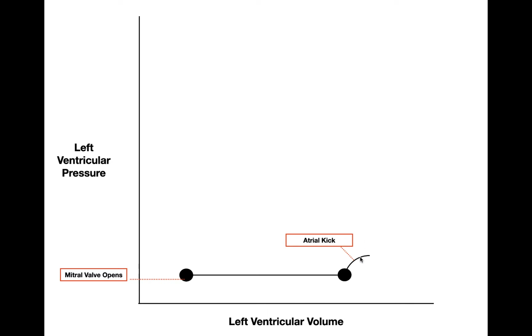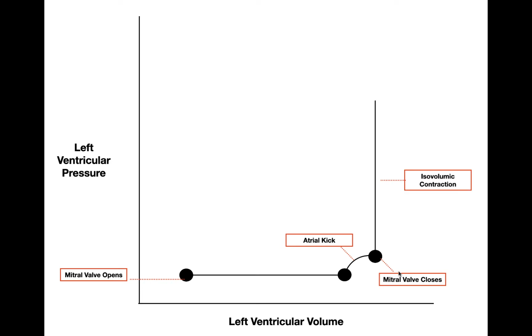So after this atrial kick, the mitral valve will then close. And the mitral valve is closed because the pressure inside the left ventricle is greater than that of the left atria. So once the mitral valve is closed, the left ventricle is going to do something rather interesting. It's going to undergo isovolumic contraction. So what does that mean? Isovolumic contraction basically means that the mitral valve is closed and the aortic valve is closed. So in other words, the blood cannot go anywhere inside the ventricle.